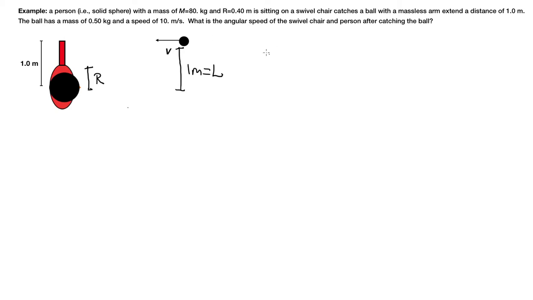Anyways, we can basically say that the final angular momentum is equal to the initial angular momentum in this case. The final angular momentum is just the moment of inertia times the angular speed. That's what we're looking for. The initial angular momentum is just the mass times how fast it's going times how far it is measured perpendicular to the direction of motion, or basically the distance of closest approach when the ball goes by the person. So that's just given as L in the problem.